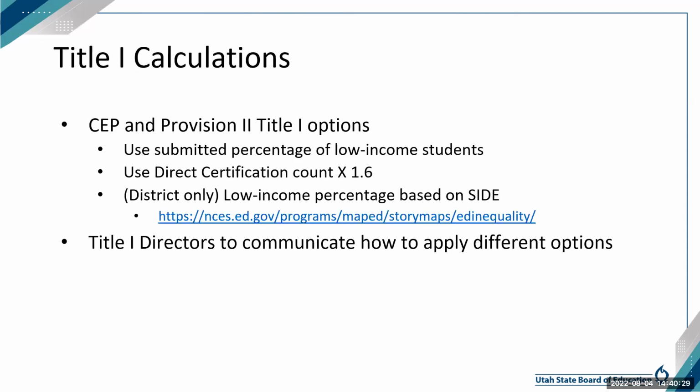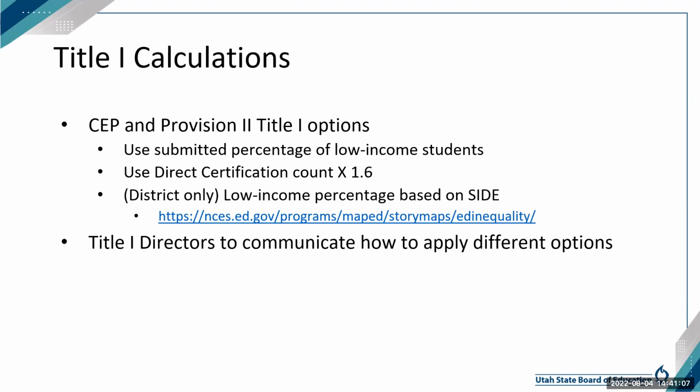Okay. For your information, how Title I calculations happen. And this goes really to the CEP and to the provision to Title I options. Option number one, and again, this is being communicated out to the Title I directors as well. They can use your submitted percentage of low-income students. That's just straightforward. We take the data through UTREx, we upload it into the EdFacts system, the federal government receives it, and that's the percentage. Okay, that works.